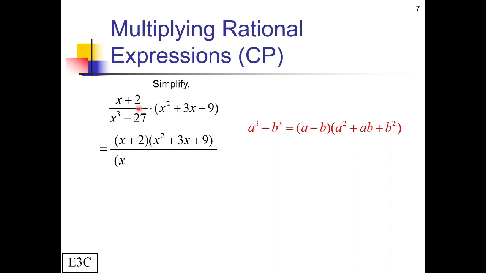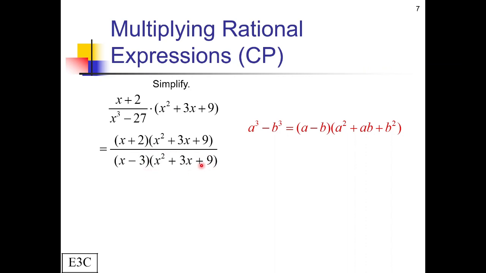So the cube root of 27 gives us 3. And the sign always matches for this first parentheses, so it's negative 3. And then the a squared is going to be x squared, plus ab is going to be plus 3x, and then plus b squared is going to be plus 3 squared, so plus 9.